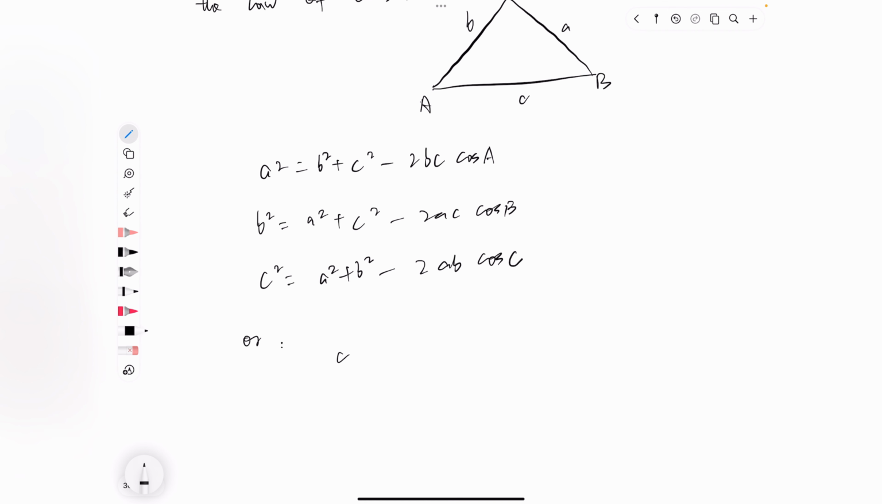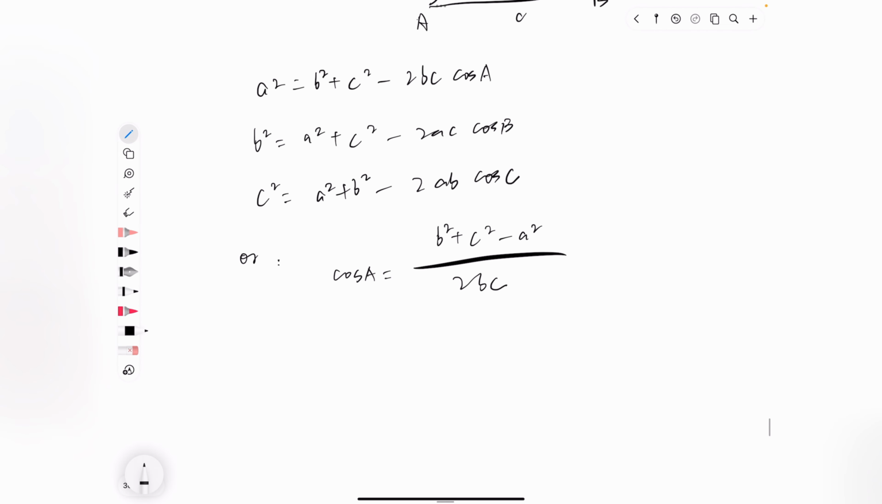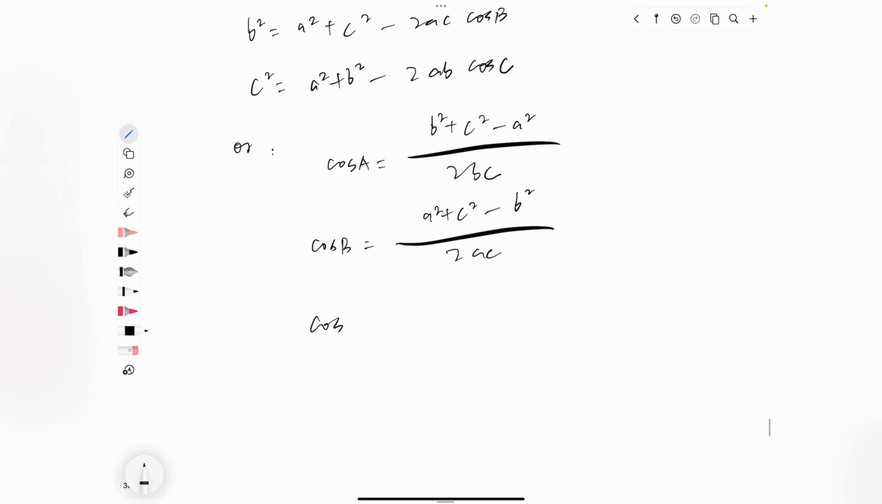Or cosine A equals B squared plus C squared minus A squared over 2BC. Cosine B equals A squared plus C squared minus B squared over 2AC. Cosine C equals A squared plus B squared minus C squared over 2AB.